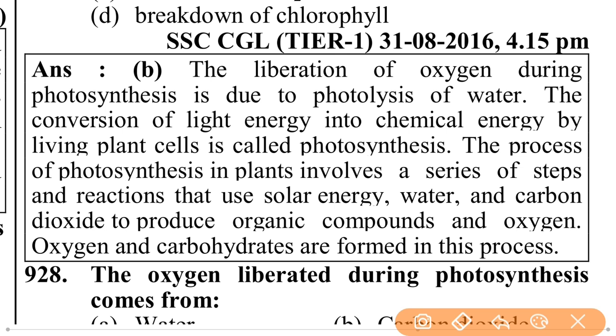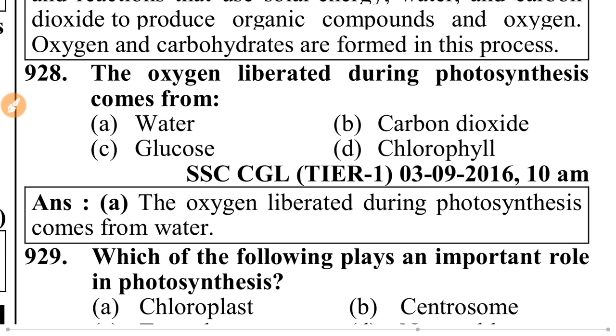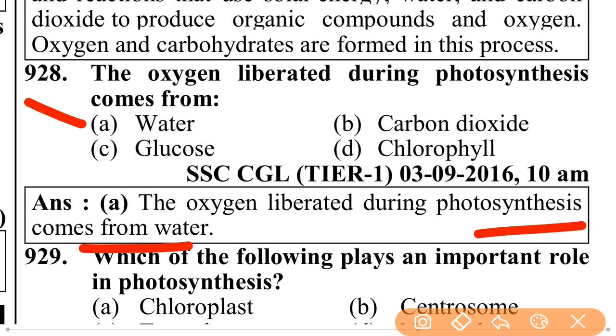The conversion of light energy into chemical energy by living plant cells is called photosynthesis. The process of photosynthesis in plants involves a series of steps and reactions that use solar energy, water and carbon dioxide to produce organic compounds and oxygen. Oxygen and carbohydrate are formed in the process. The oxygen liberated during photosynthesis comes from water.